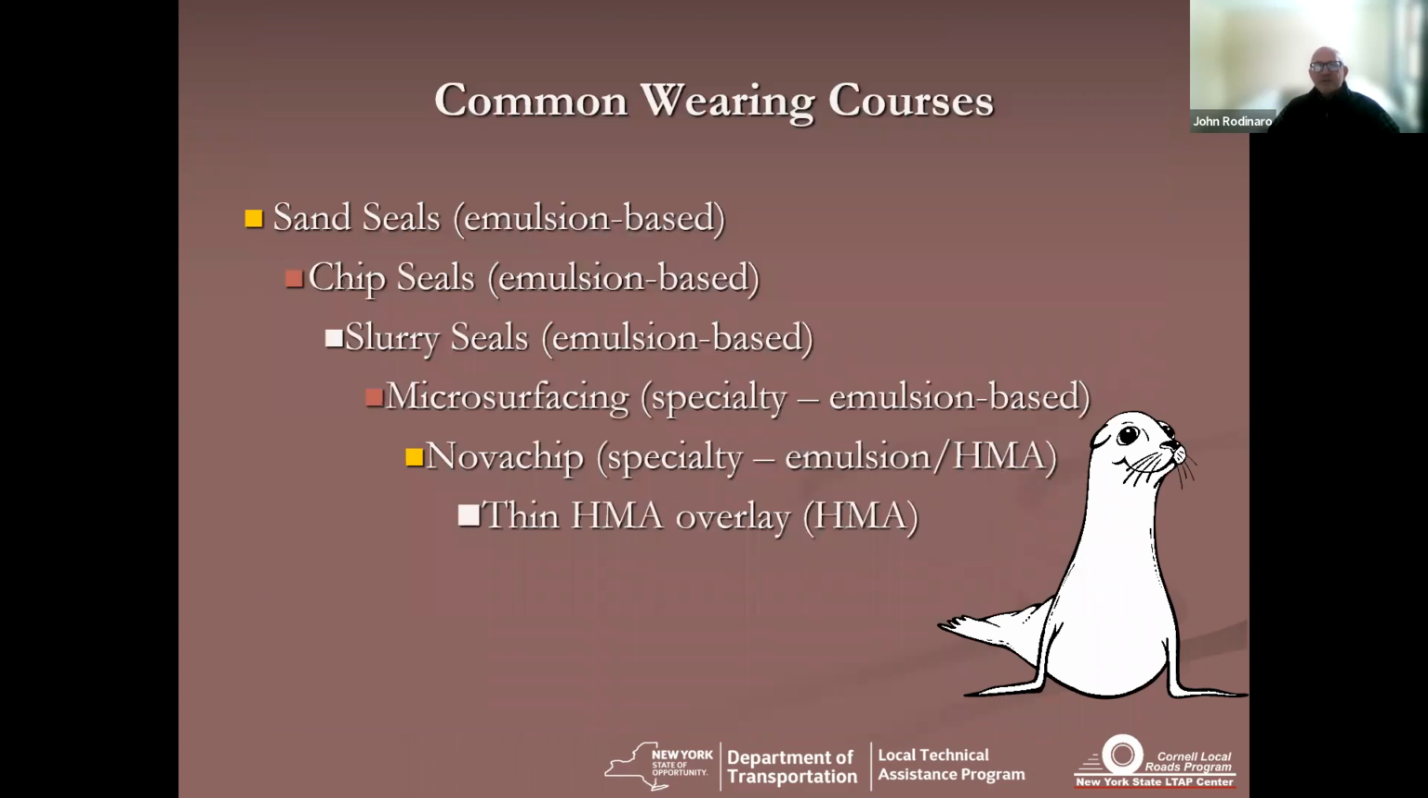So we've got a whole bunch of different kinds of wearing courses. You've got some emulsion based. These are your conventional sand seals, chip seals, and slurry seals. Then you've got some specialty treatments, microsurfacing, which is a 2-pass system that was developed in Germany. This is emulsion-based. It's a juiced-up slurry seal. Then you've got your NovaChip, which is a specialty treatment, again developed in Germany. And this is a combination of a seriously juiced-up emulsion and a polymer-modified hot mix. And then just to finish off, we've got a hot mix, our thin hot mix 6.3 overlays, which are becoming much more popular in New York State.